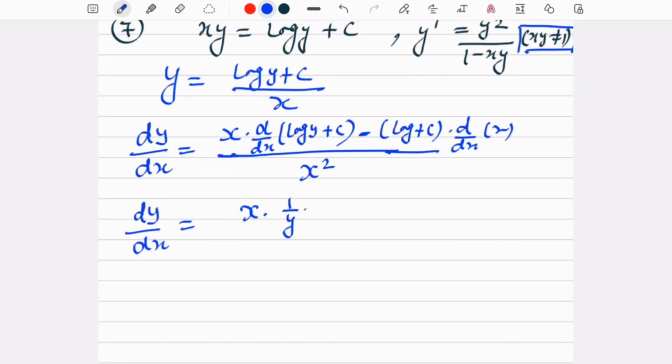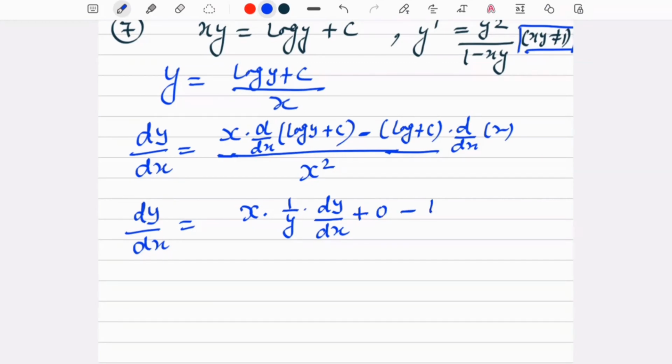No, it is not logarithm x. It is logarithm y. If it is logarithm x, then it will be 1 by x. But it is y. So it will be 1 by y times dy by dx, y dash. Yes? Yes, sir. dy by dx plus 1. Plus 1. 1 or 0? Sir, one minute. 0. 0.